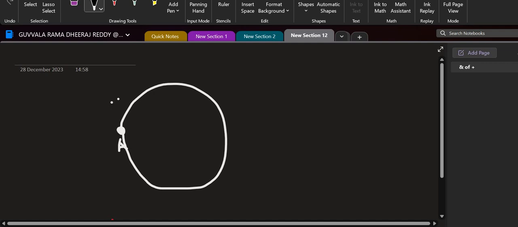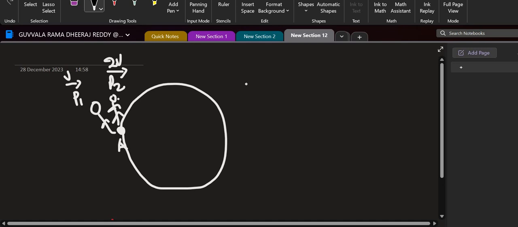I'm considering the same situation. There are two persons, person one and person two, and they both are at the same point A. Person one is moving with velocity v. Person two is moving with velocity 2v.